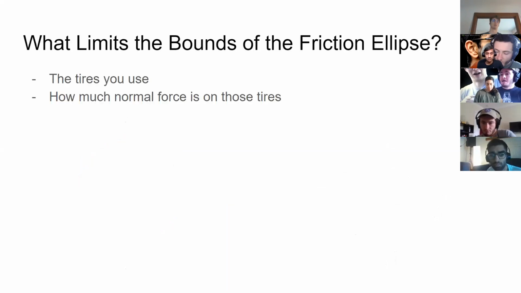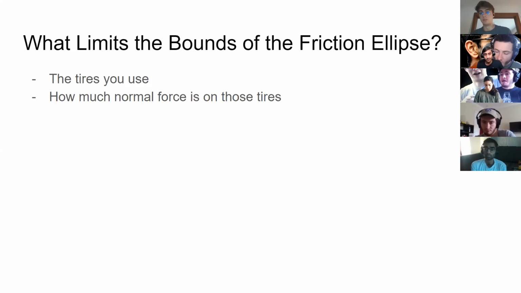So this takes me to the last section, which is what limits the boundaries of that frictional ellipse. There are more factors in this, like tire temperature is a big one, but the two that I'm going to talk about today that are really important are the tires that you use and the amount of normal force on those tires. And this is where we're going to get into why aerodynamics is important.